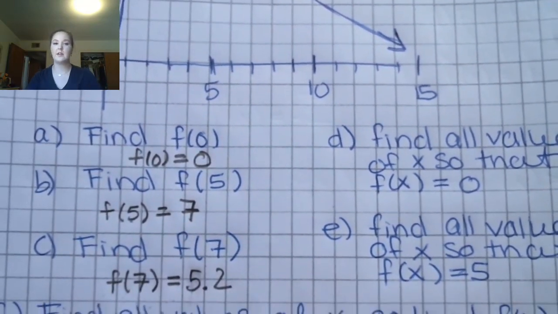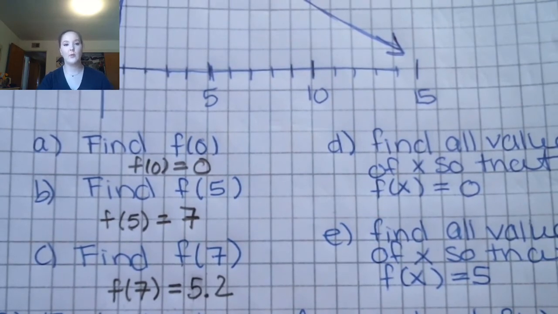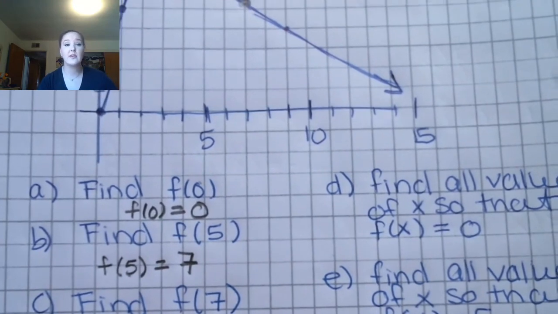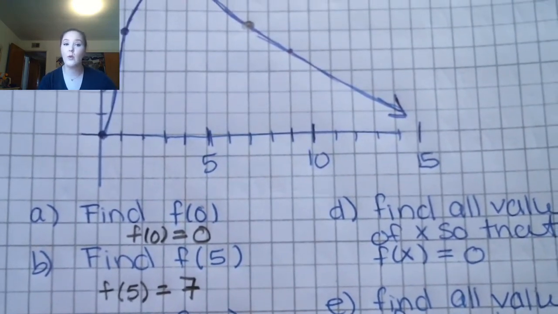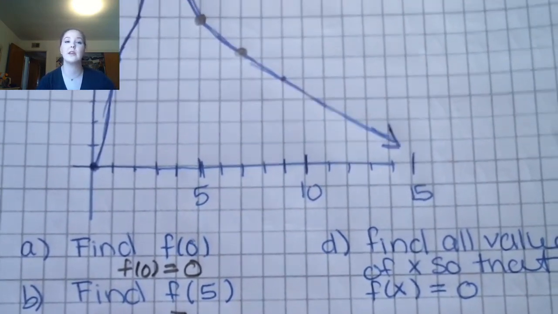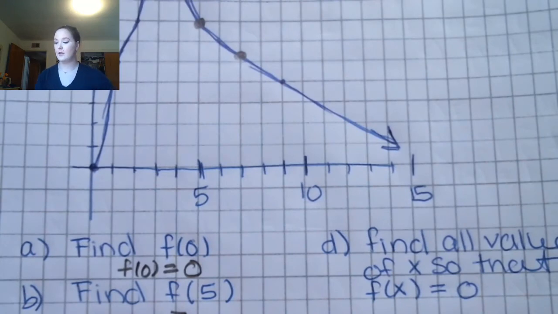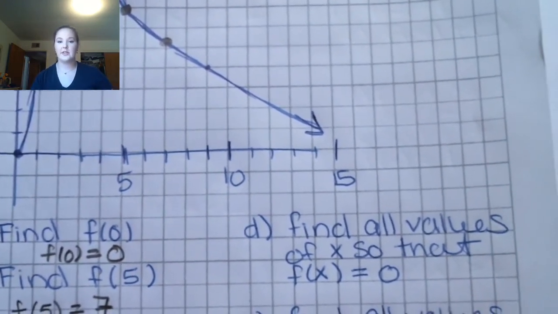Okay, now we talked about this in 8.4 and I'll repeat it here. If it's not exactly on one of the lines, you are estimating the value from the graph. So if you said 5.3 or 5.1 instead of 5.2, that's totally fine. Okay, all right, let's look at part D.